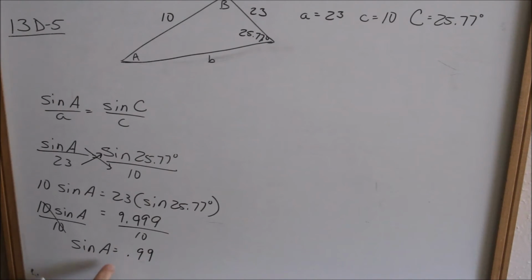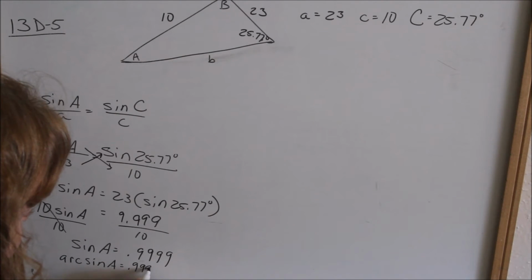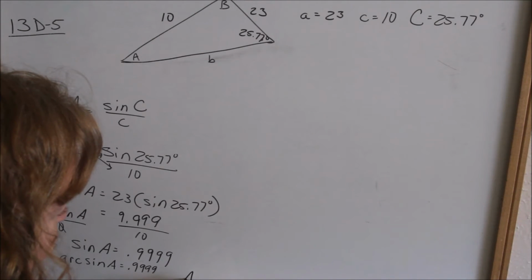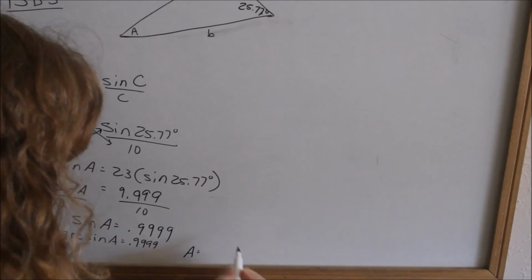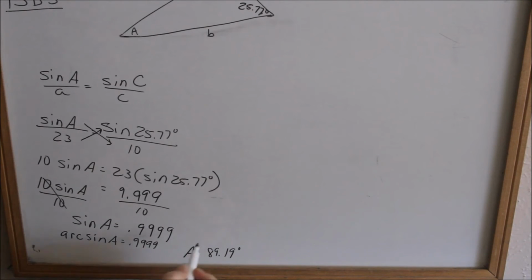Anytime you're trying to find the angle, this number, if it's sine or cosine, should be below 1. So taking that, dividing it by 10, 0.9999, we need to find the angle. This is when you do the arc sine. So basically what you're finding is the arc sine of A. That's when you use your second button on your calculator to find the angle. We're doing the arc sine of this. So then angle A is equal to 89.19 degrees. I'm finding an angle, so don't forget your degree symbol.